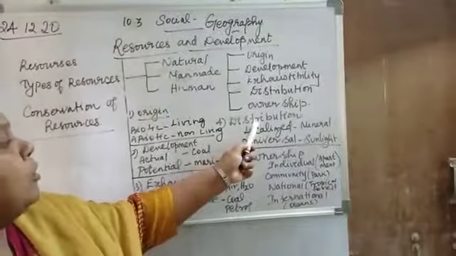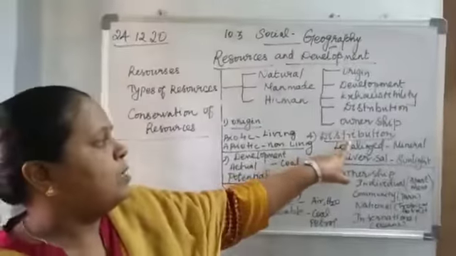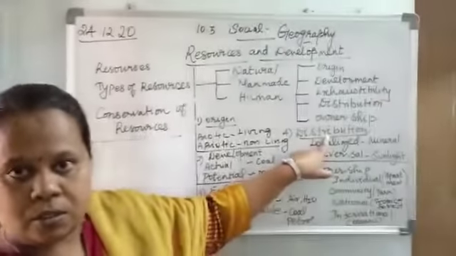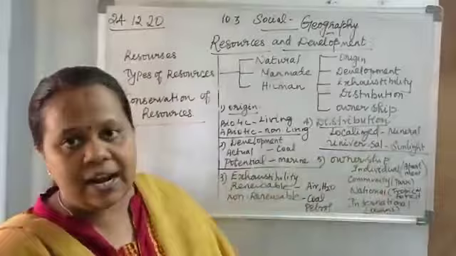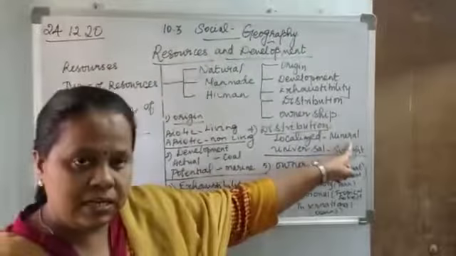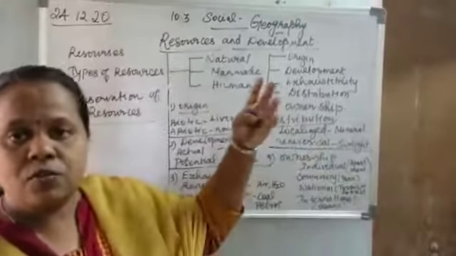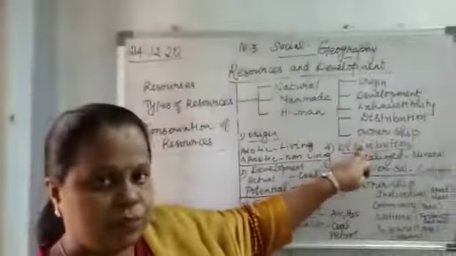Next, we will go for the basis of distribution. The word literally means to distribute, to give. So it is classified into localized and universal. Localized, for example, minerals, and universal, we know very well, is sunlight. So these are all the resources under distribution.